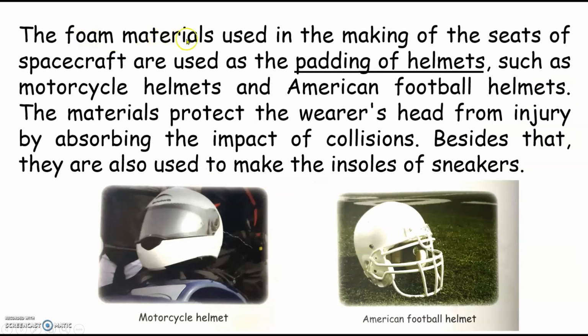The foam materials used in the making of the seats of spacecraft are used as the padding of helmets, such as motorcycle helmets and American football helmets. The materials protect the wearer's head from injury by absorbing the impact of collisions. Besides that, they are also used to make the insoles of sneakers. Motorcycle helmet, American football helmet.